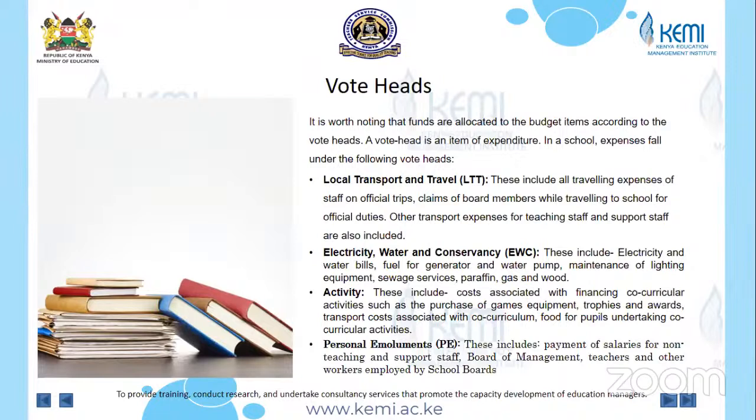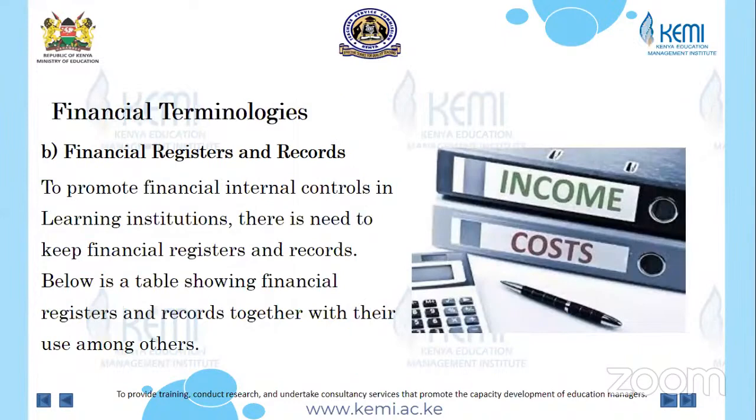So remember, in every institution, you'll find that every section has been given the amount to spend so that other parts or other votes do not overuse, and hence we forget the other sections, and at the end of it all, we might not implement the curriculum as it is supposed to be. And then we have financial registers and records.